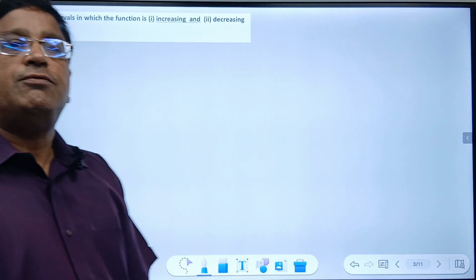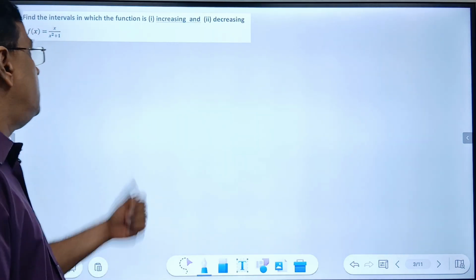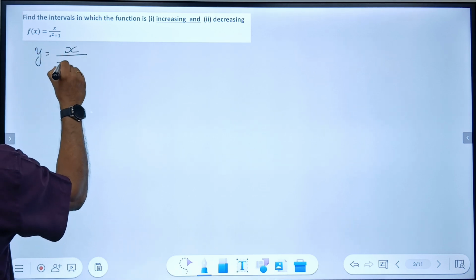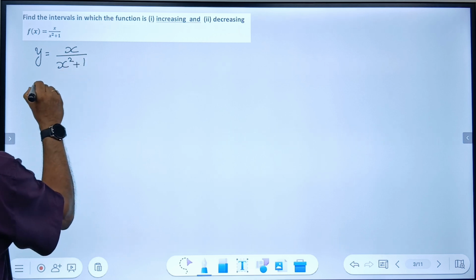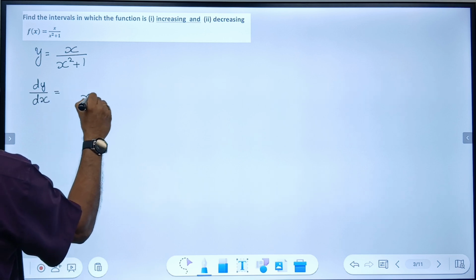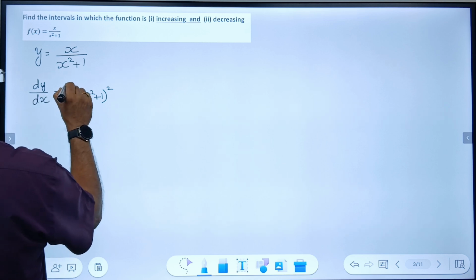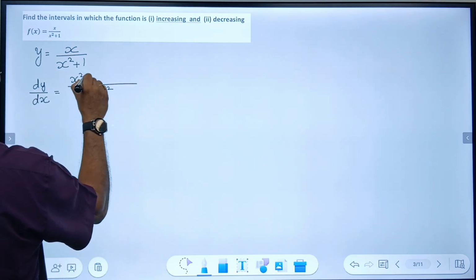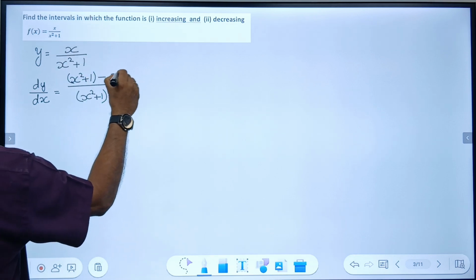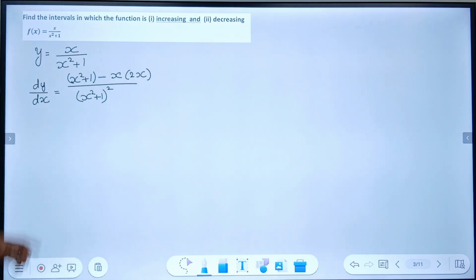Find the interval in which the function is increasing and decreasing. Here the function is x by x square plus 1. First I will take the function x by x square plus 1 and differentiate it to get dy by dx. How do I differentiate this? I am going to use the quotient rule. The denominator is x square plus 1 the whole square, and the numerator is x square plus 1 times the differentiation of x, which is 1, minus x into the differentiation of x square, which is 2x, and the differentiation of 1 is 0. So I am using the quotient rule.